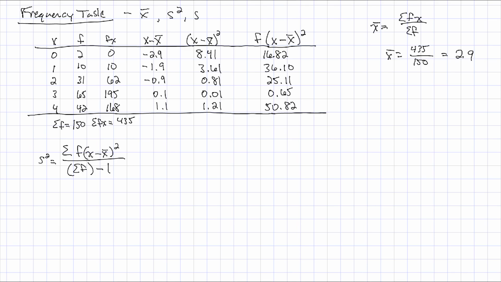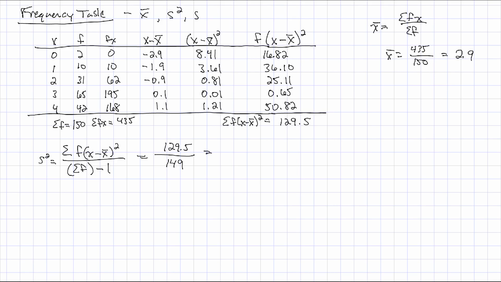This is the column that we want. If we sum this column, this gives us the numerator of our variance equation. So when I add up all of these values on the calculator, I get 129.5. So 129.5 divided by the sum of our f's, so our frequencies, is 150 minus 1, which is 149.